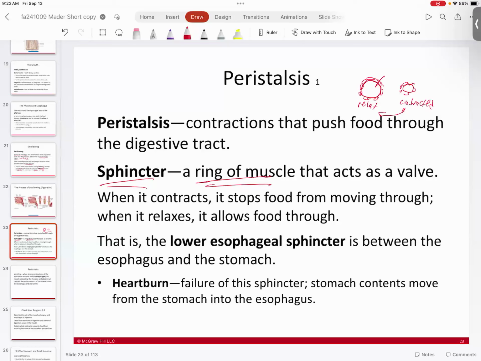And so ultimately, what we see first as we go from the esophagus to the stomach is a sphincter, in this case the lower esophageal sphincter. This will close off the esophagus from the stomach. Now, generally speaking, when you get a failure of the sphincter, you get heartburn. You essentially get stomach contents moving into the esophagus, where the stomach acid will burn the esophagus, and it hurts.